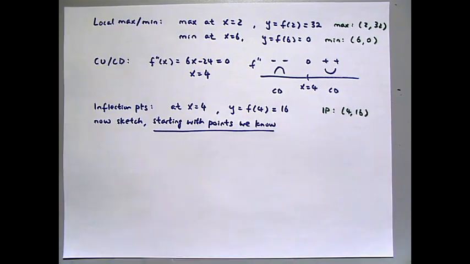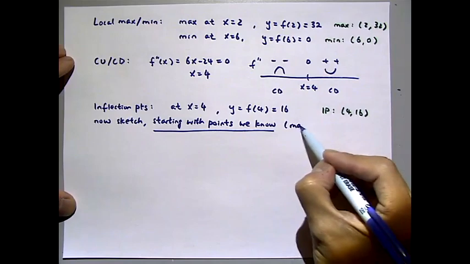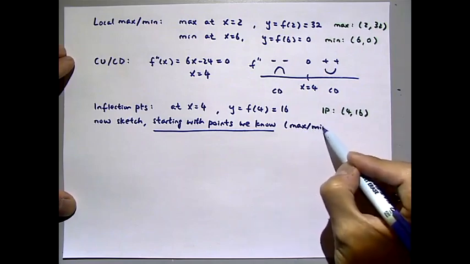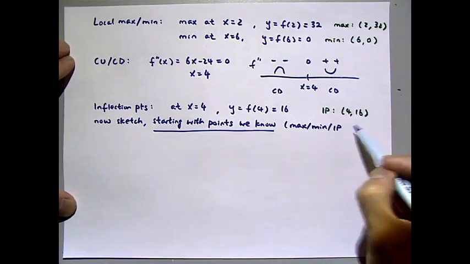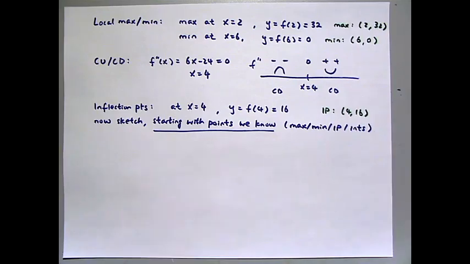You want to start with the points that we know. These are the things I put in green. They're very, very important things to start. So the points are max, min, inflection point, and intercepts. These are things that are guaranteed to exist on the graph. Everything between them, we can use the shape or the increasing, decreasing information to fill in the details.